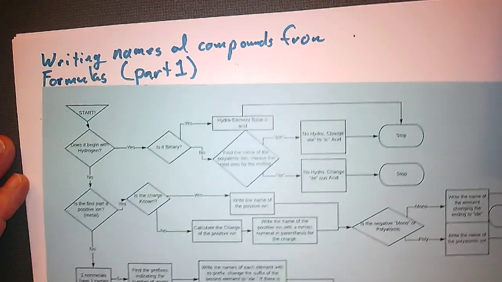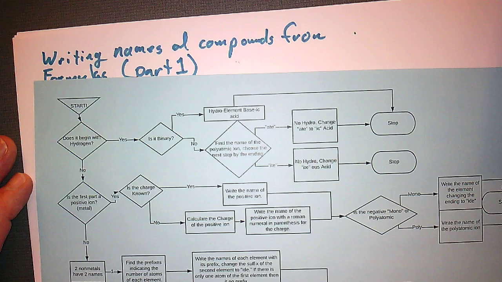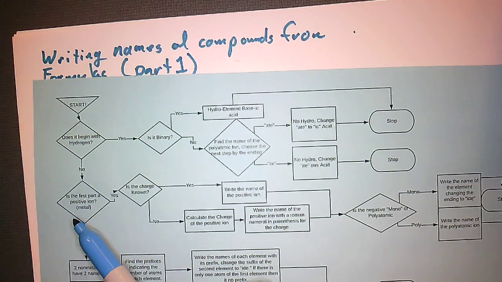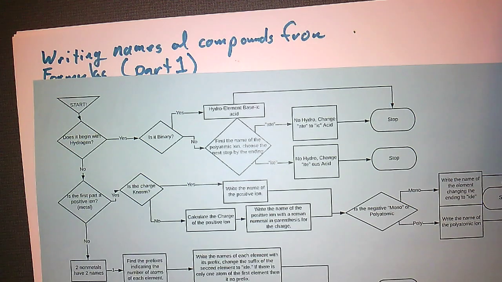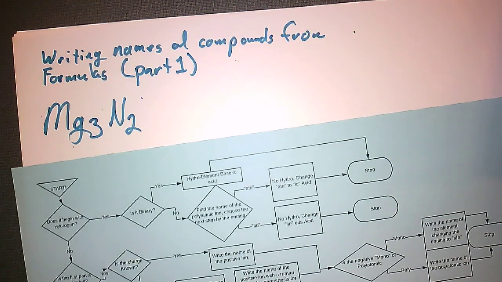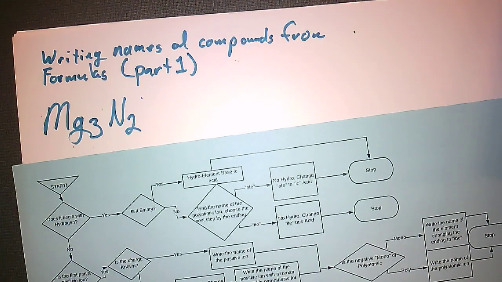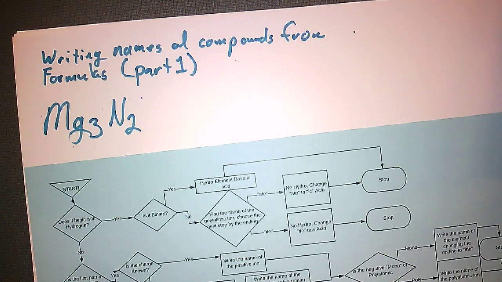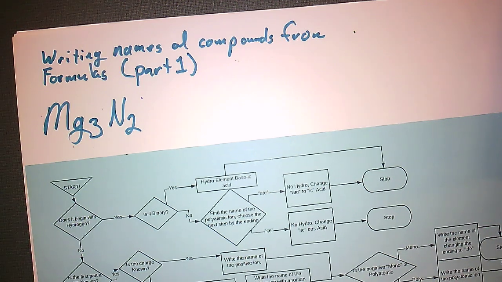Oops, let me slide it up. I know it's a little tough to read on the video, but if you printed off the flow chart, you should be able to do it from there. Is this first part, the positive ion, a metal? The first element is magnesium. Is that a metal? Yeah, it's over there in the second column. Remember, on the periodic table, anything below and to the left of the staircase is a metal. So it's definitely a metal.